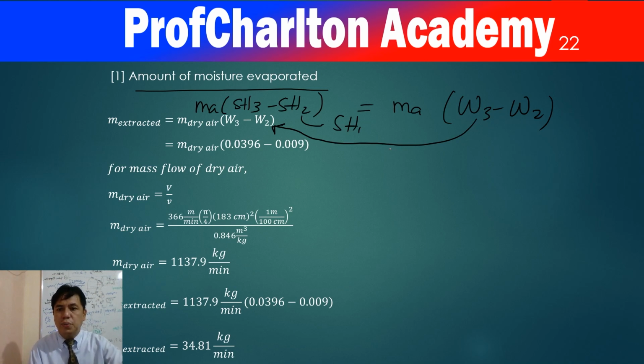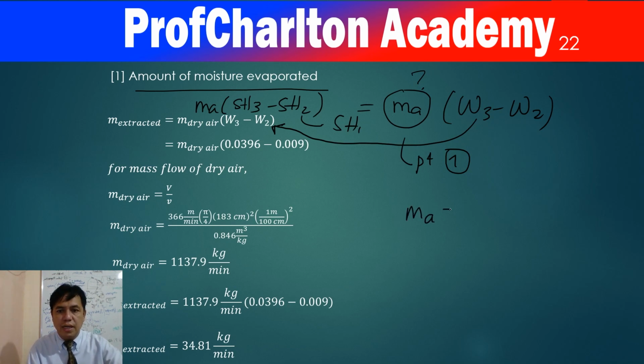No, yes or no? So mass of dry air, as of now, we don't have, right? But this is located at point 1, right? So at point 1, we can get the mass of dry air because we have a formula here.